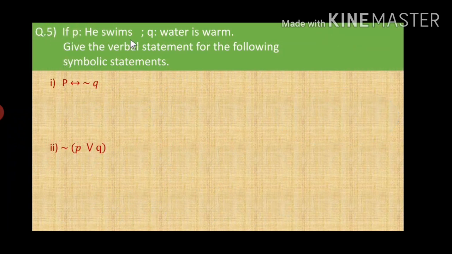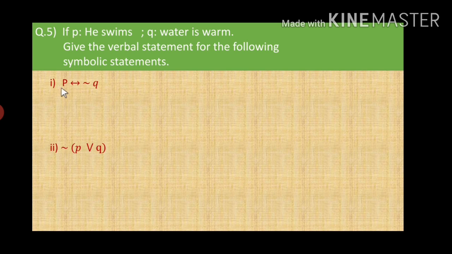If P is he swims and Q is water is warm, give the verbal statement for the following symbolic statements. Now see students, over here they have given the symbolic statement, and you have to write this symbolic statement in words. That is what is called as the verbal statement. Understood? In the first question they had given the statement and we have to write it in the symbolic form. Now the symbolic form is given and you have to write it in the verbal form. Let's see. Now P is he swims and Q is water is warm. So the given statement is P double implies negation Q.